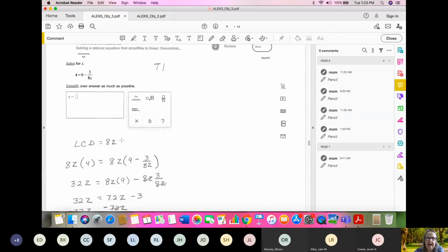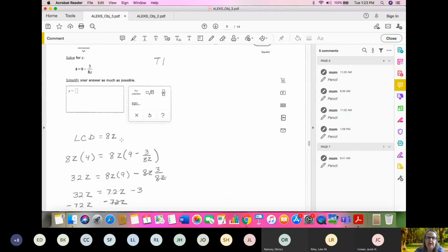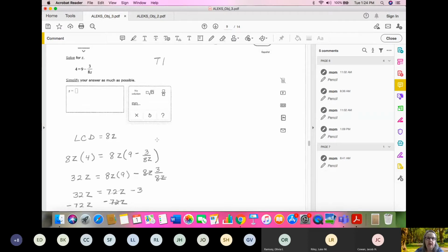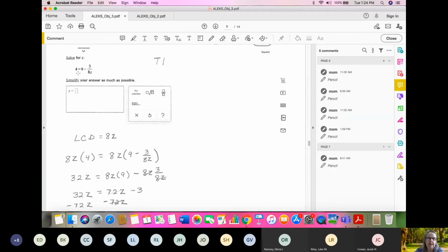We then want to take that LCD and multiply it by both sides. What we do to one side of an equation, we need to do to the other side of the equation. We can't just do that to a term. So let's write down our LCD first. 8z times what's on this entire side, which is just a 4, equals 8z times what's on this entire side, which is 9 minus 3 over 8z.